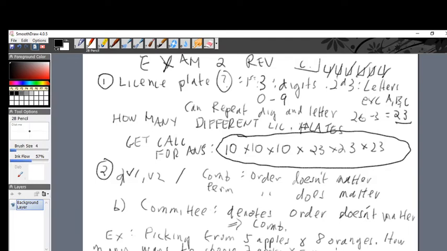So here's how to do this problem. You use a calculator to get it. It's going to turn into C(5,2), because you're picking 2 apples out of the 5, and you're going to multiply that by C(8,5), because you're going to pick 5 out of the 8 oranges.